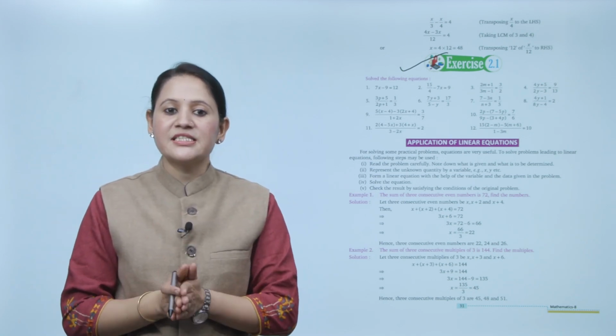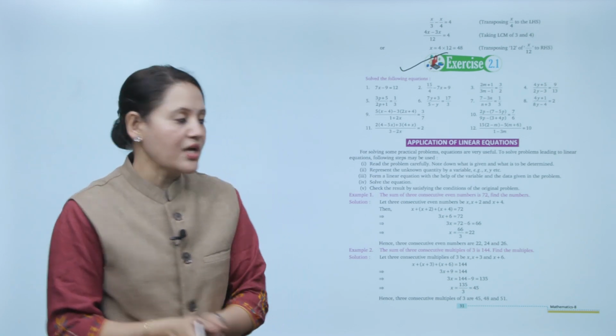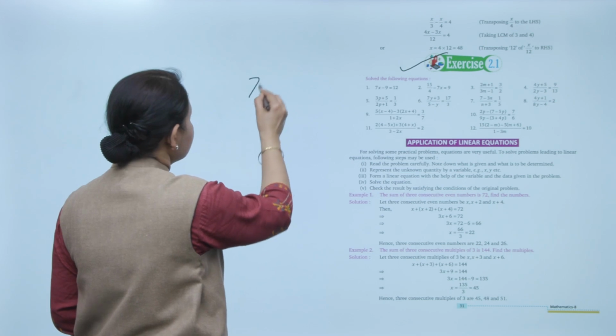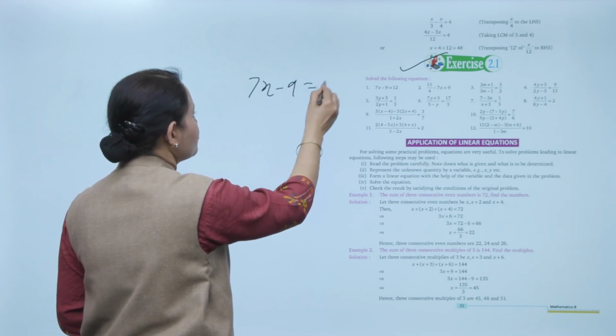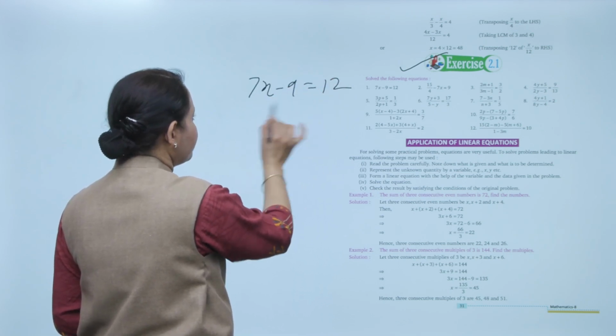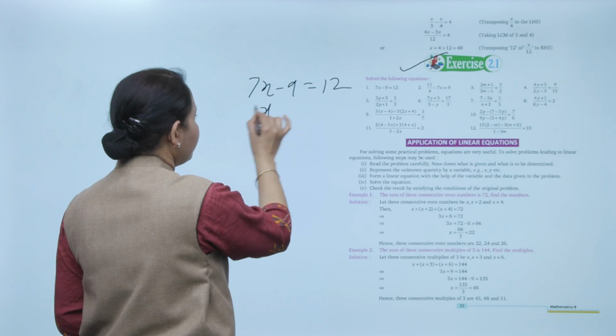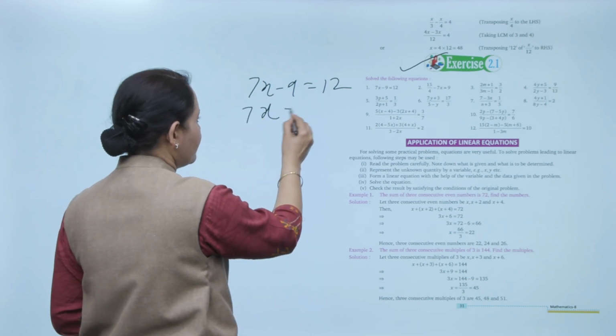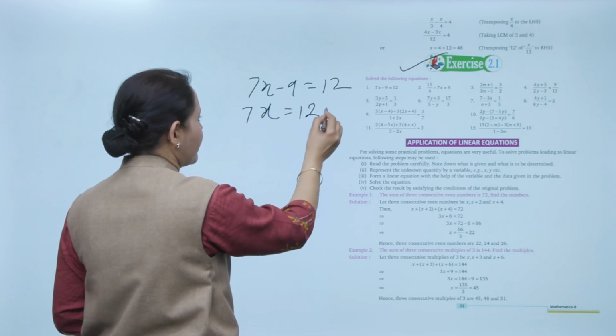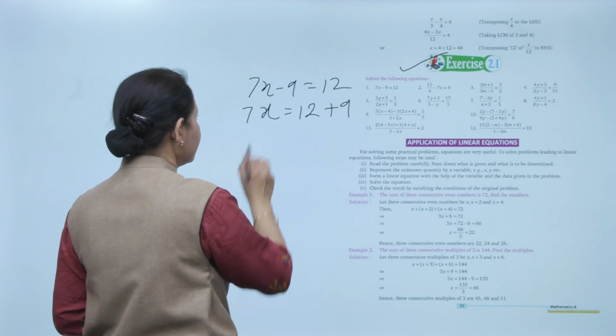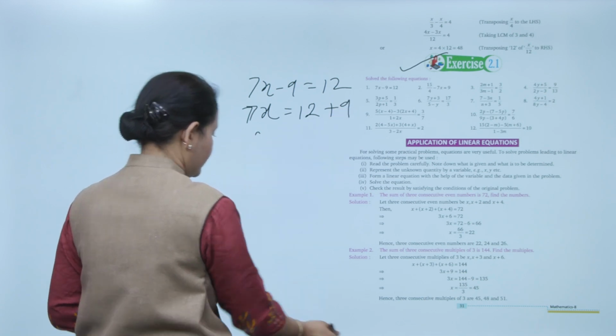Solve the following equation. 7x minus 9 equals 12. So change the side of 9. Variable वाले part को एक side रखेंगे and दूसरे वाले part का साइड चेंज करेंगे. So it becomes +9.